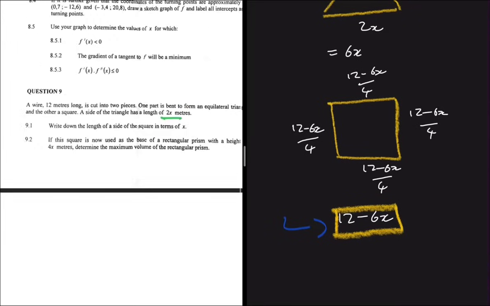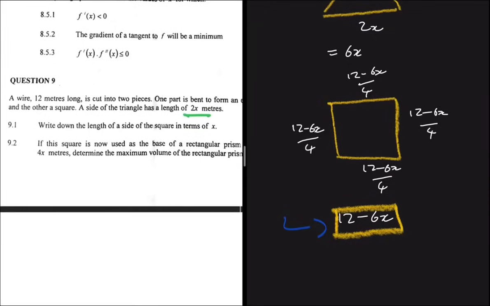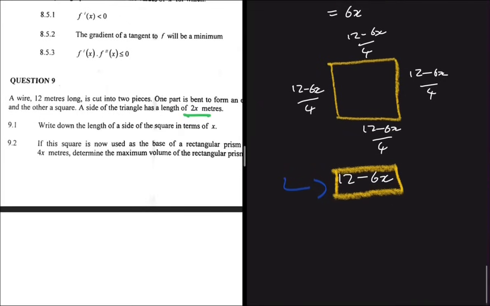So let's look at 9.1. 9.1 is saying that we should write down the length of a side of the square in terms of x. We have already deduced that the length of the sides of the square will be 12 minus 6x divided by 4. So that is 9.1.